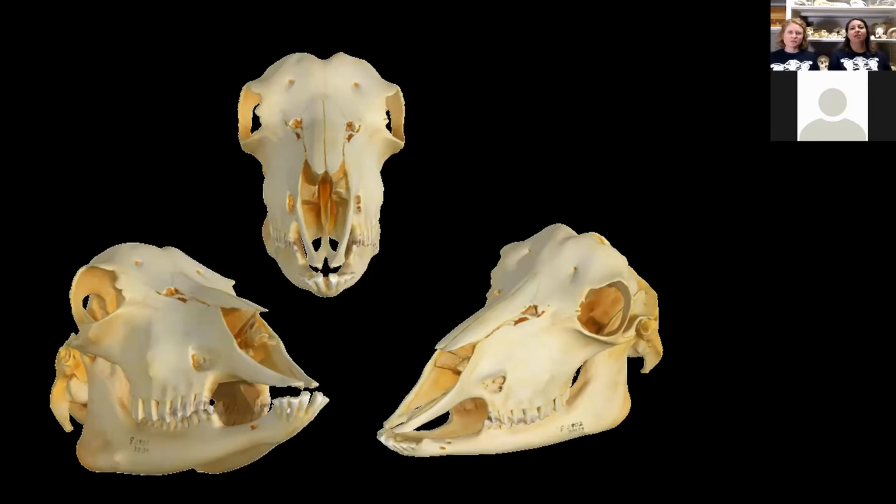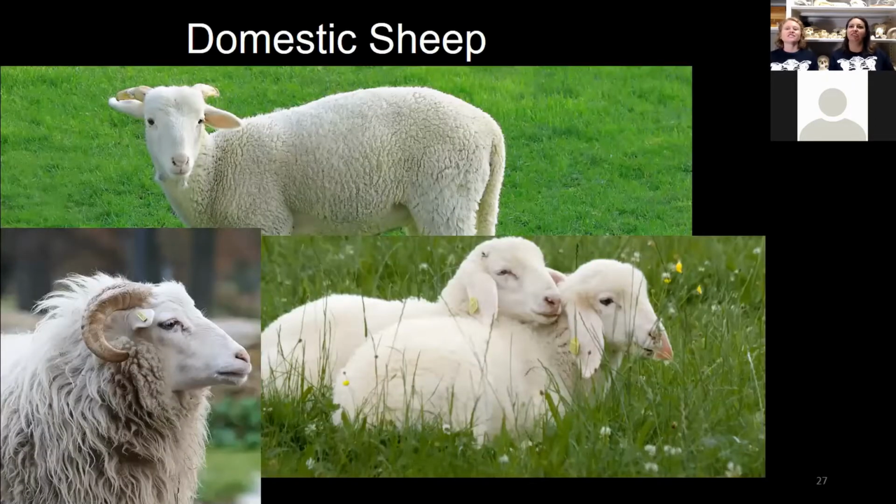So it is not an omnivore. It's going to be an herbivore because it doesn't have those canines. All right. So this animal was a domestic sheep. So cute.